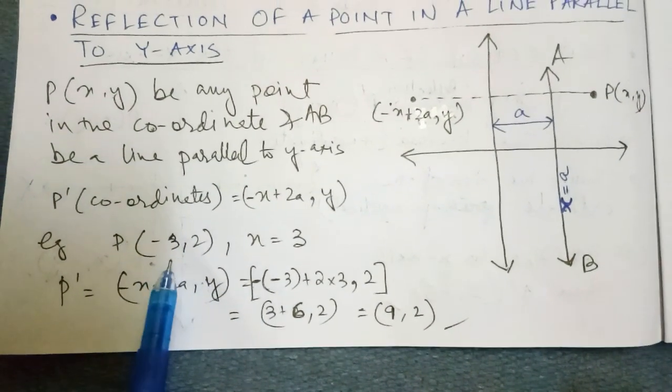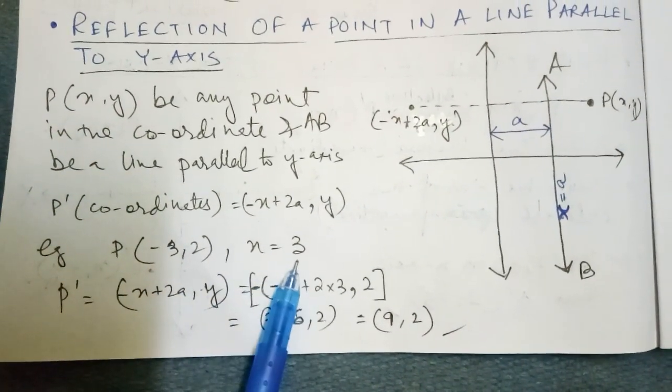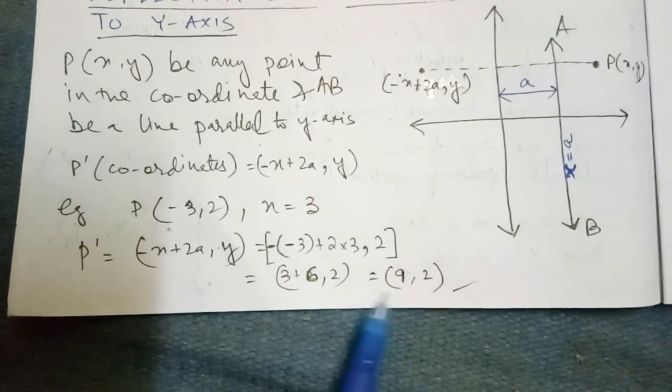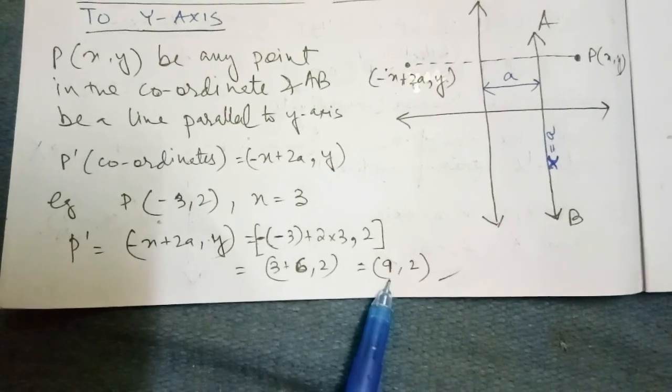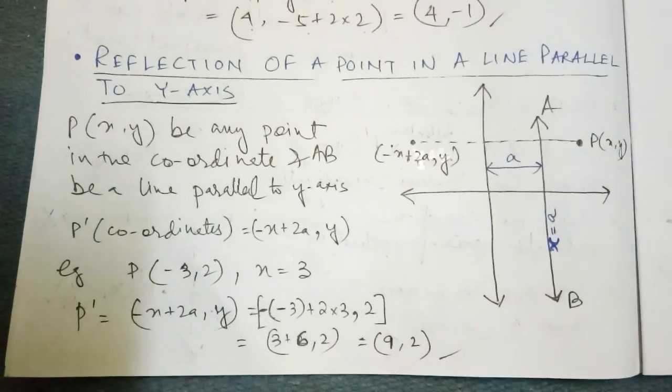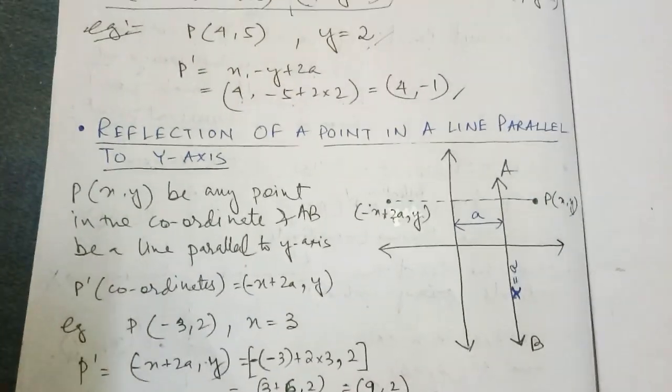Here P is given as minus 3 comma 2 and the x value of the line will be 3. Then put the values in this particular formula. The coordinates you get will be 9 comma 2. 9 comma 2. Okay. I hope you understood this particular part, all these things we have done.